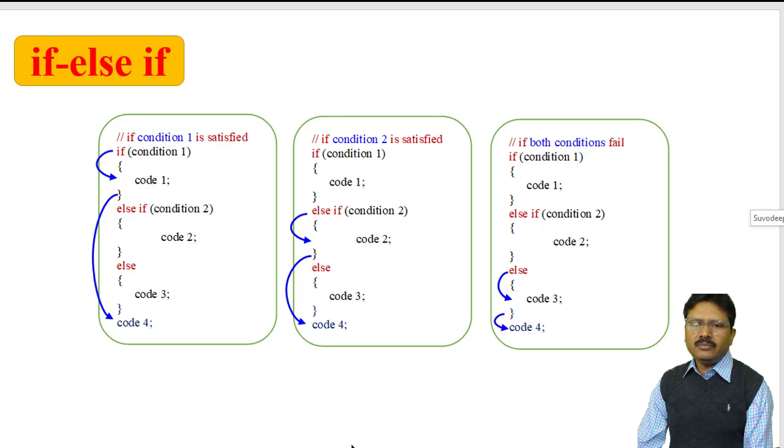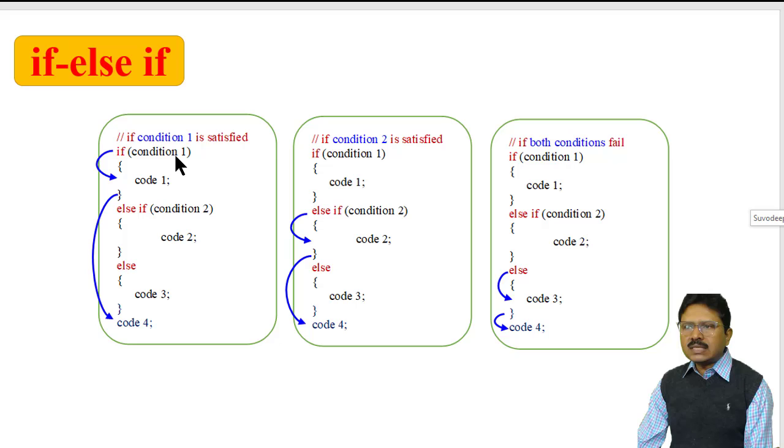Next, coming to the if else if statement. These if else if statements are normally used for checking more than one condition. What is the syntax here? Say this if condition, inside this code 1, else if condition 2, inside this code 2, next else, code 3, and this code 4 is outside of the if else combination. A similar example I have used here in these 3 blocks for the explanation.